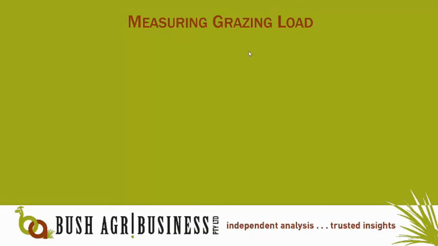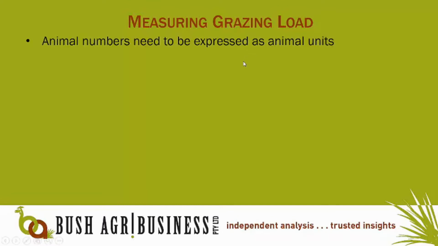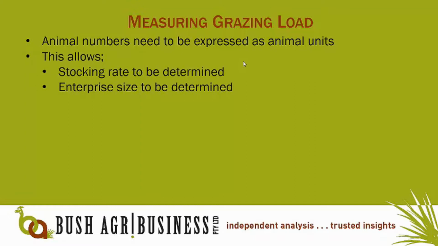So we'll look now at what you can do with this information and starting to use it in your business. So measuring grazing load, we need to express the animal numbers as animal units to be able to get the most out of them for some uses. That allows us to know the stocking rate, the enterprise size, the total number of AE or DSE, whatever one you're using. We'll talk about that a bit more in a minute.